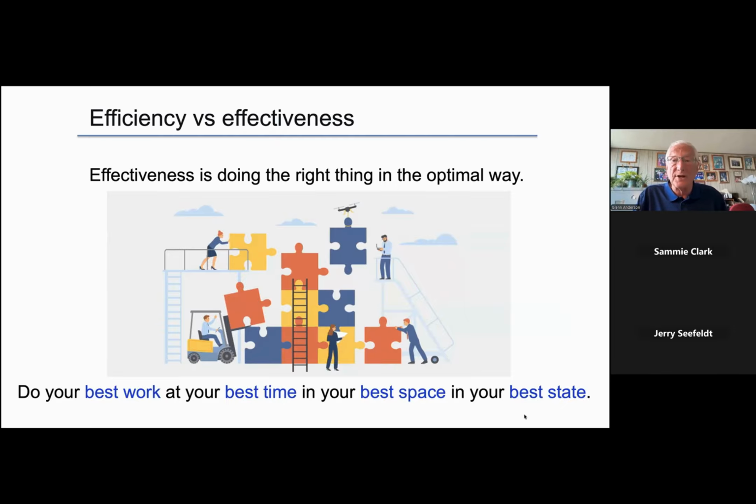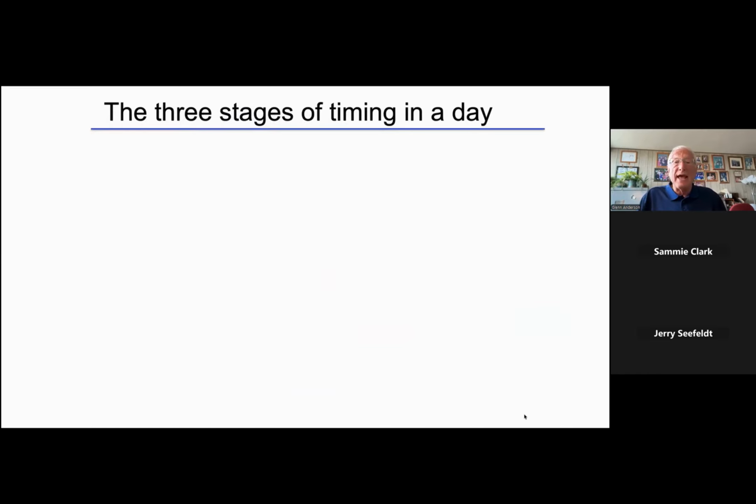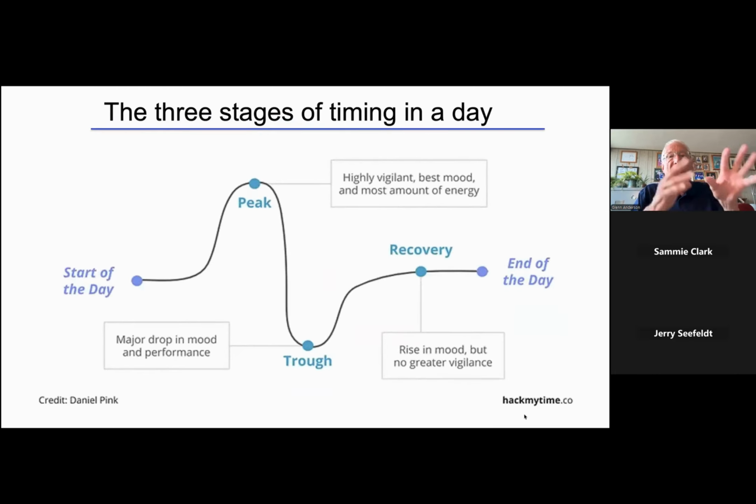What is your best time? All times of day are not created equal. And this graph here shows the three stages of timing as you flow through a day. So for most people, you start the day, and in the morning is when performance wise you hit your peak. As the graph here says, you're highly vigilant, you're in your best mood, you've got the most amount of energy. And then the morning ends, you have lunch, and after lunch, early afternoon, you kind of fall into this trough here, major drop in your mood and your performance.